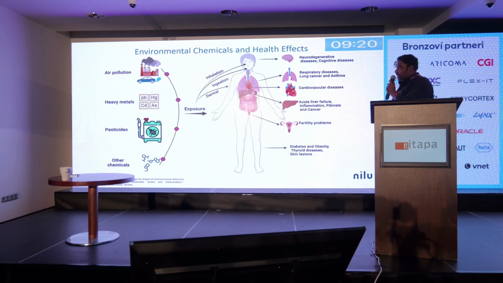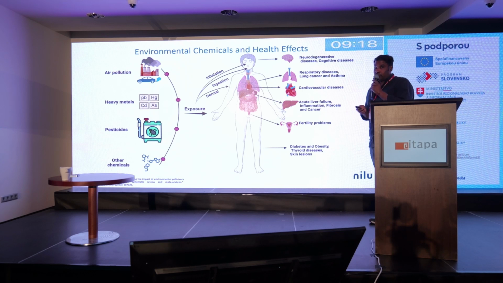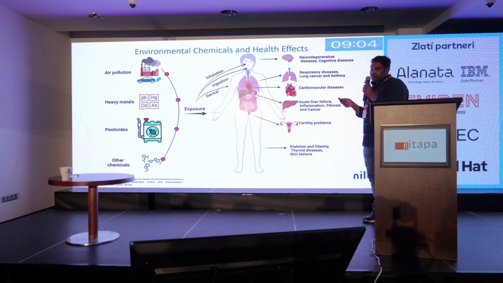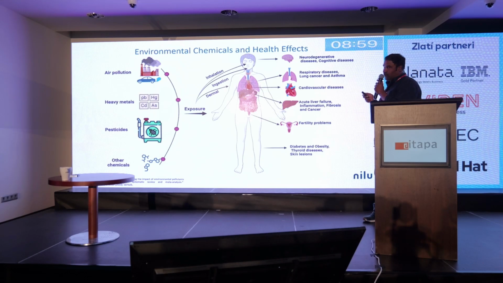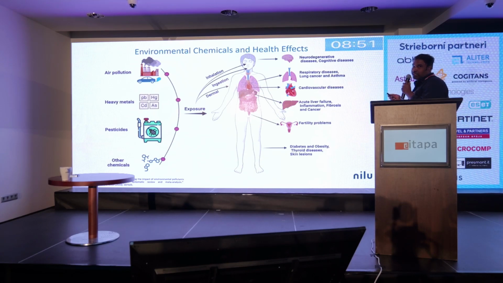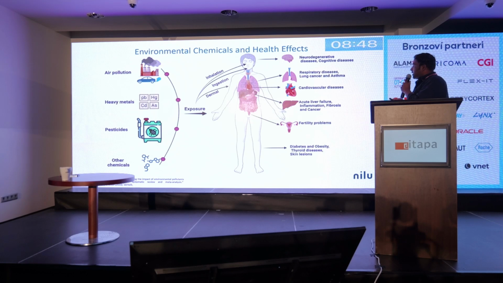So, in our day-to-day life, we are exposed to a wide range of environmental pollutants and chemicals, such as air pollution, heavy metals, pesticides, and other chemicals such as PFAS and bisphenol A, through different routes of exposure, such as inhalation, through air, and ingestion, through food and water, and then also skin exposure, which is associated with a wide range of health effects, such as neurodegenerative diseases, respiratory diseases, such as lung cancer and asthma, cardiovascular diseases, liver diseases, and so on.